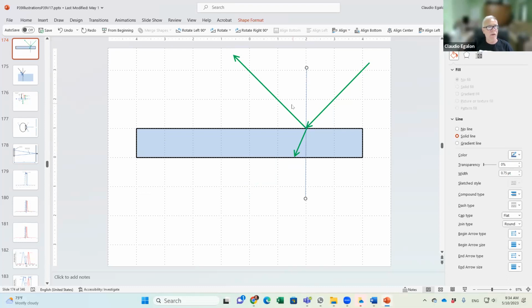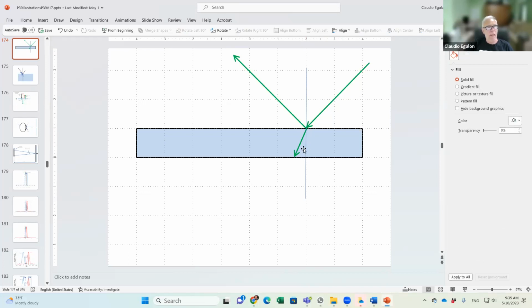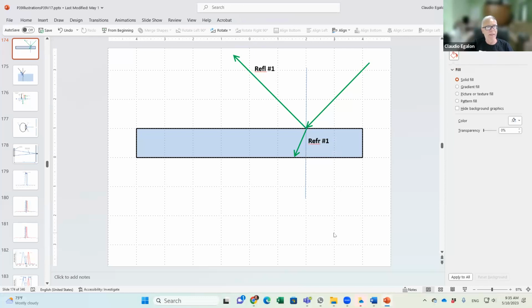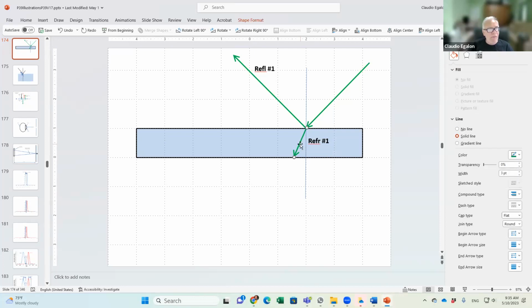Okay, angle of incidence here is equal to the angle of reflection, and here angle of incidence is a given angle, and then you're going to have the angle of refraction. Okay, and then what happens here? That's reflection number 1. Let's write it down. Reflection number 1. And this one here is going to be refraction number 1. When light comes to this interface between those two media, between media of different refractive index, not only is it going to refract, but it's going to reflect as well.